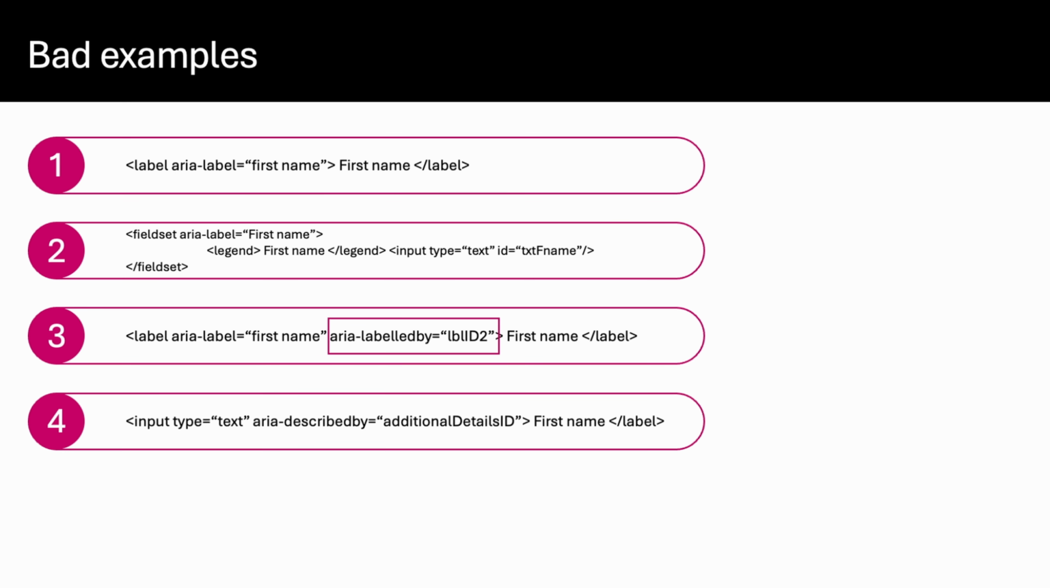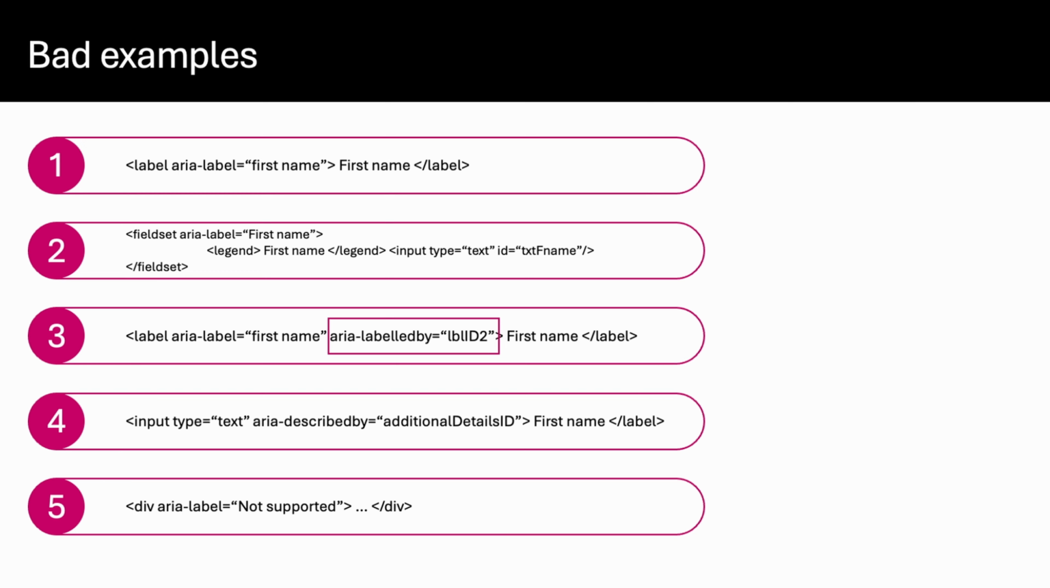Fourth, aria-describedby should point to real descriptive text, not replace the visible label. And the fifth one, aria-label on a generic div, which is not supported across browsers. The lesson is not to use ARIA to label everything. Use the right HTML first. Comment which one of these you have experienced on your project.